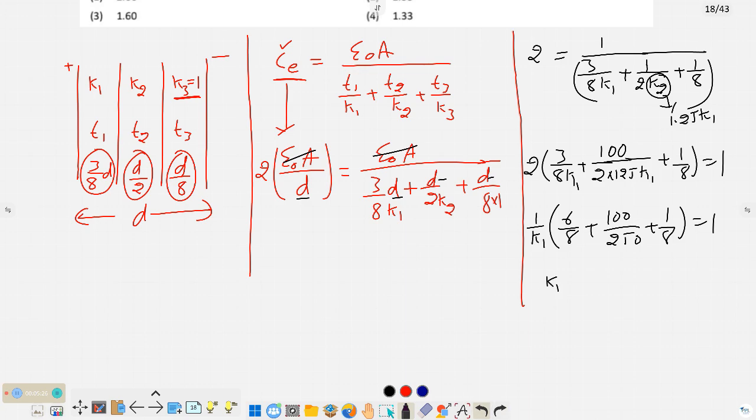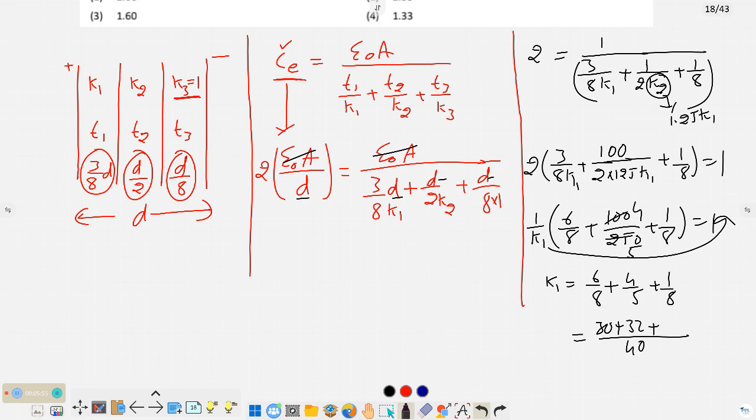That is, k1 is equal to, I am taking this to this side, k1 is equal to directly 1 by 6 by 8 plus, after cancelling with the 25, 4 by 5, plus 1 by 8. Take an LCM of these three, if you take 40 as LCM, 30 plus 32 plus 5, so totally 67 by 40. 67 by 40 means how much are you going to get?